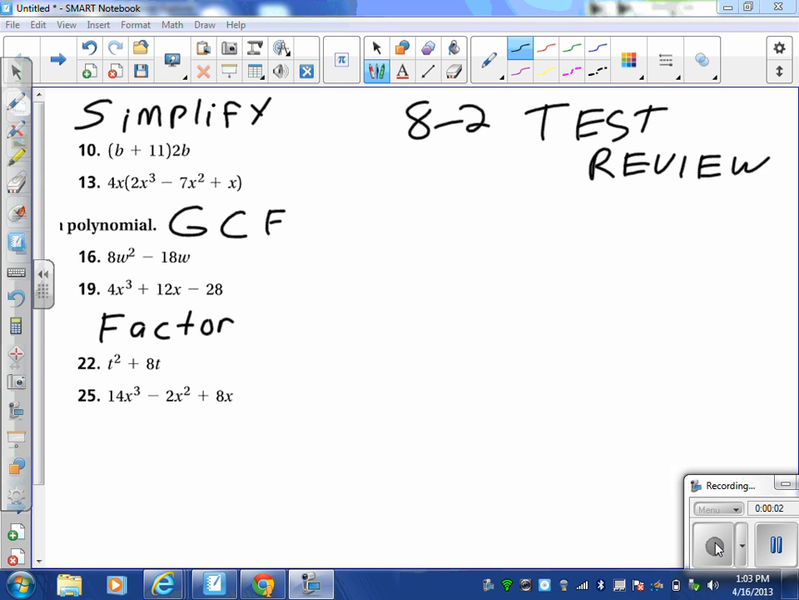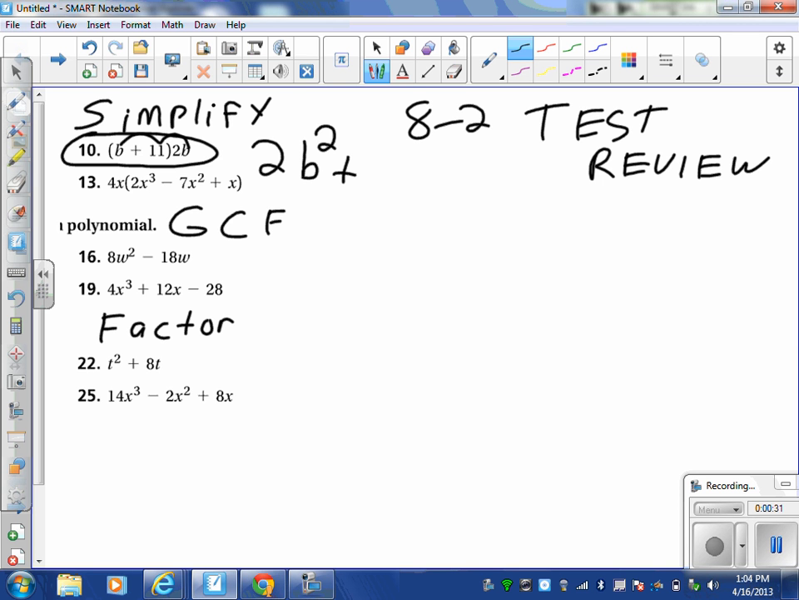Okay, taking a look at the problems that we were doing for reviewing. If we're looking at number 10, we have to simplify that question. What do I have to do with the number on the outside of the parentheses? Multiply or distribute with both of them inside. So my final answer would be 2b times b, which would be 2b squared plus 2b times 11, 22b.